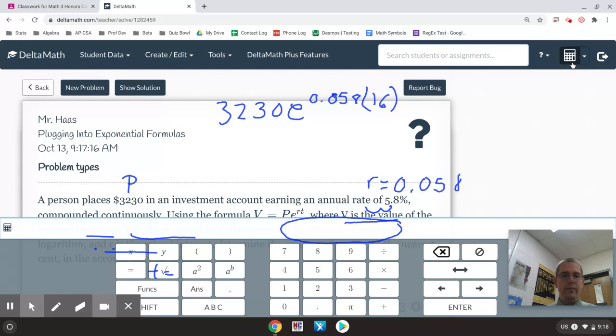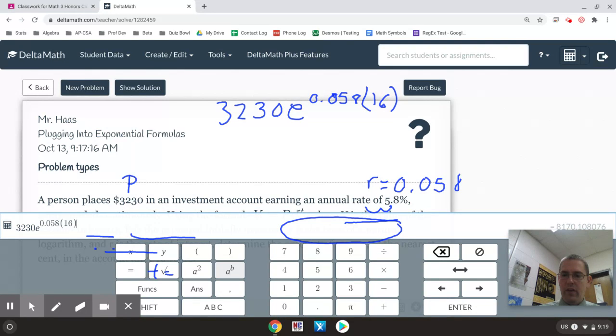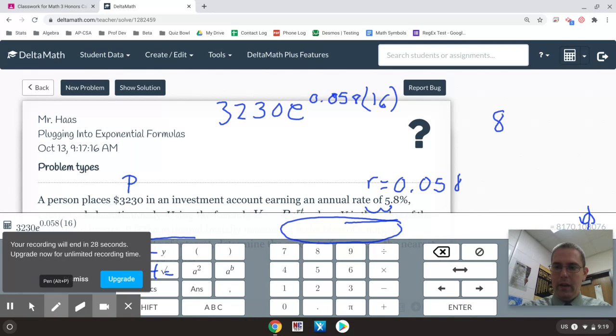So 3230, type in my E, then either my A to the B button or shift 6 to make it an exponent, 0.058, and then 16. Once you get that typed in, it gives you this as your answer. Now this time they say to the nearest cent. So cent is 2 decimal places. It's like money. And that 8 is going to make it round up. So instead of having a 0.10, it's going to be 8170.11. So since the 8 was 5 or bigger, it did make that round up.